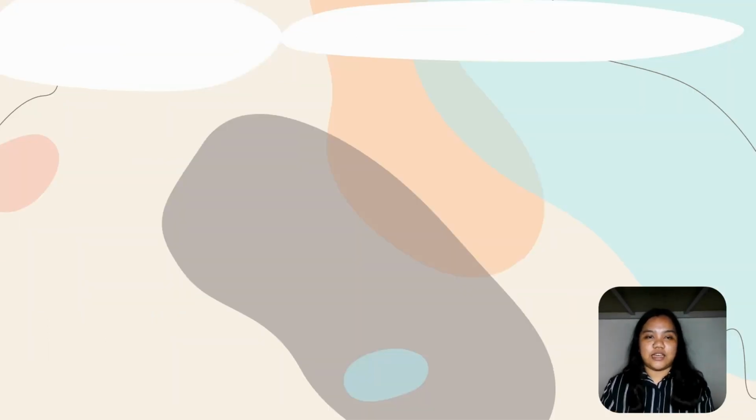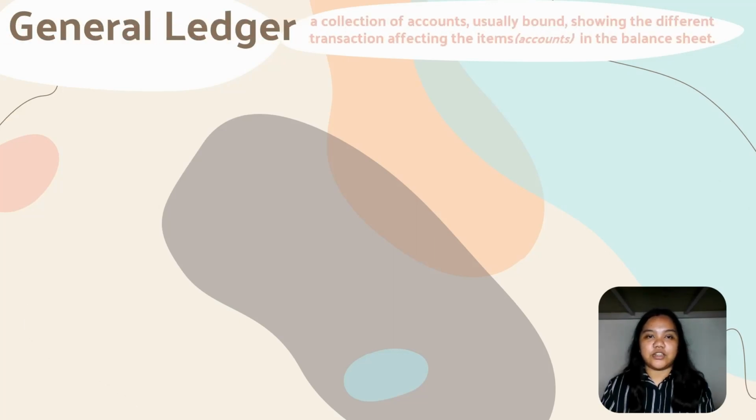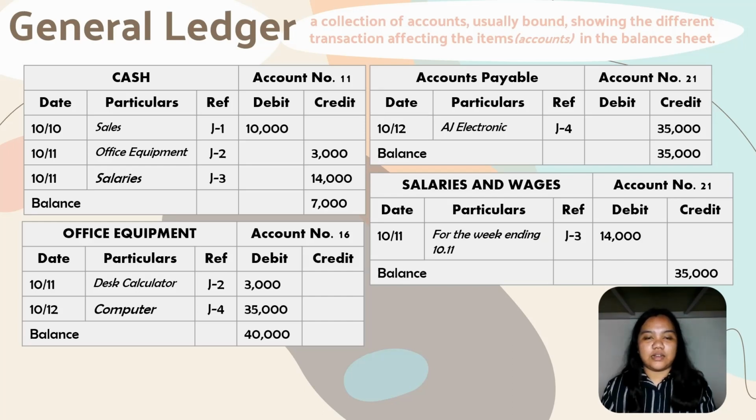Next is the general ledger, a collection of accounts, usually bound, showing the different transactions affecting the items in the balance sheets. In the journal, each date is recorded one by one, with two accounts per date. In the general ledger, it is like a summary, but per account. For cash, the transactions are recorded date by date, but only for cash. In journal 1, it received sales and received cash, so the cash debit increased. Then it bought office equipment and paid cash, so the remaining is only 7,000.